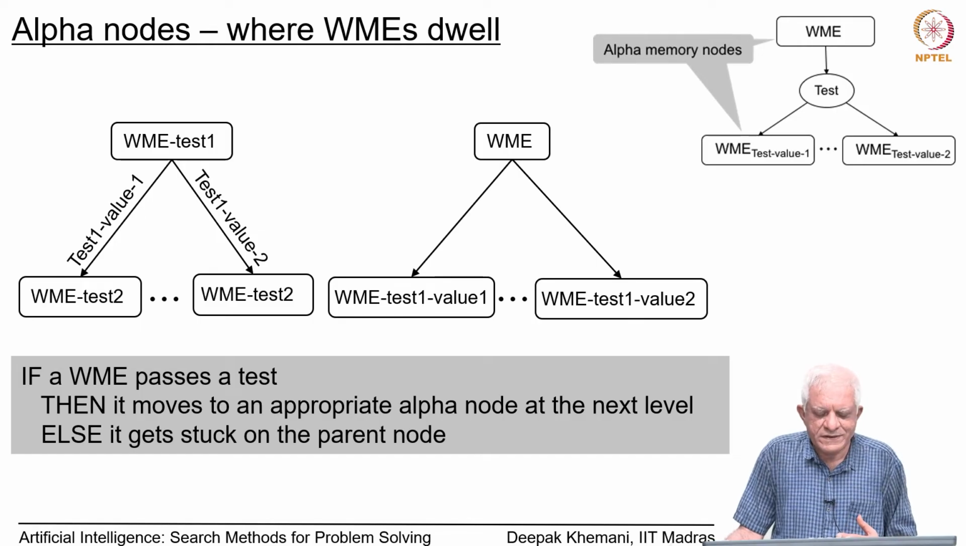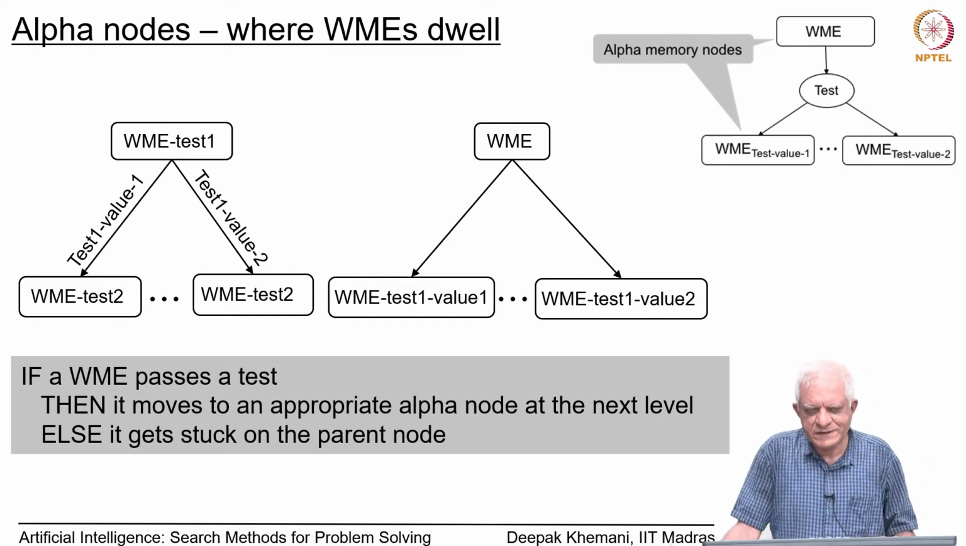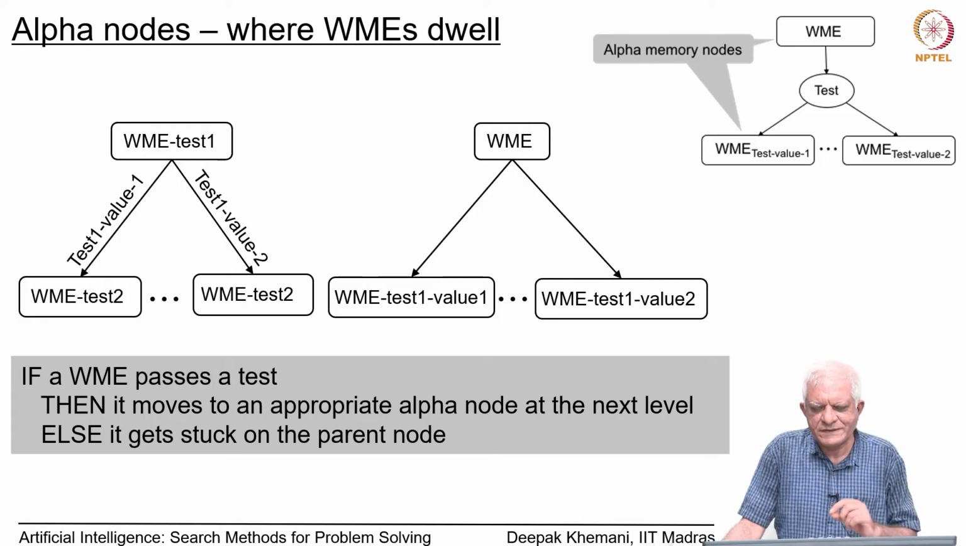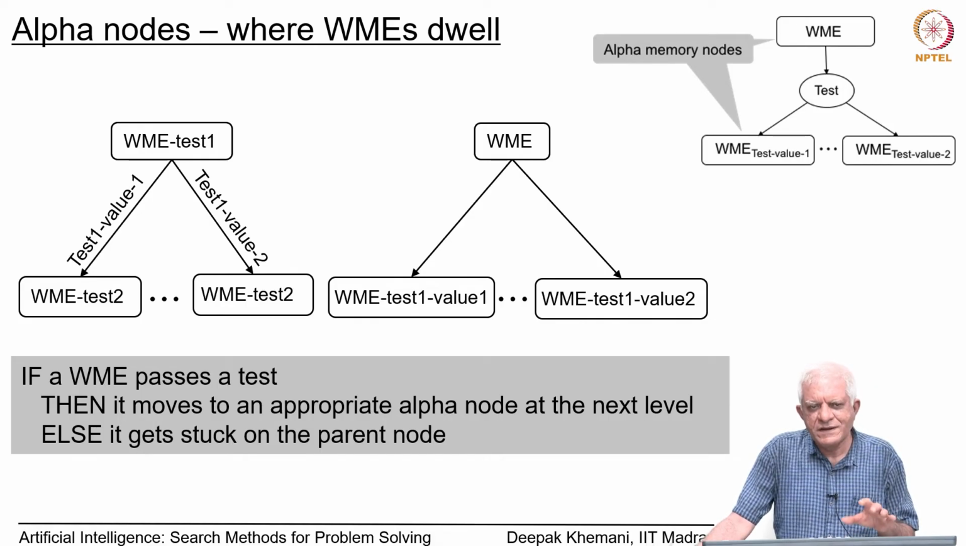If the working memory element passes the test, whichever test we are doing, then it moves to the appropriate alpha node in the next level, else it gets stuck on the parent node. So, you can imagine now we have this network, we put the token from the top, a working memory element, and it traverses down the network as long as it passes some of the tests being tested for in the network. Again, remember that there can be both positive nodes as well as negative nodes. As far as finding their destination, whether they are positive or negative does not matter.